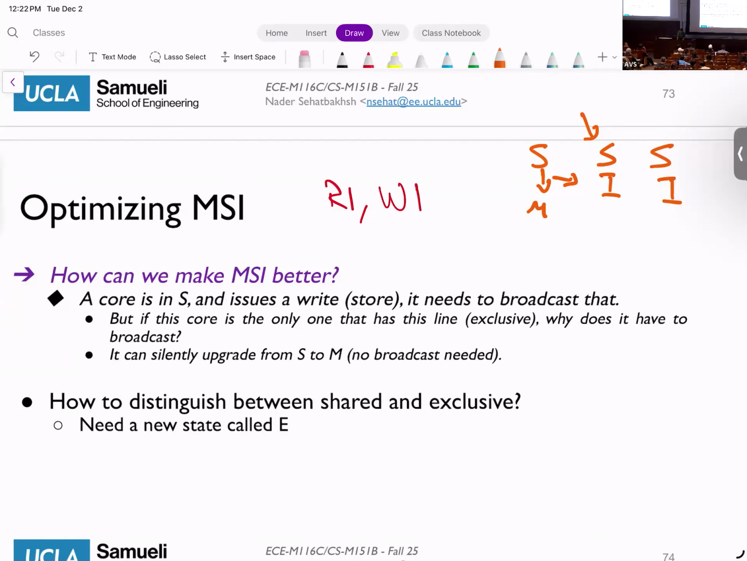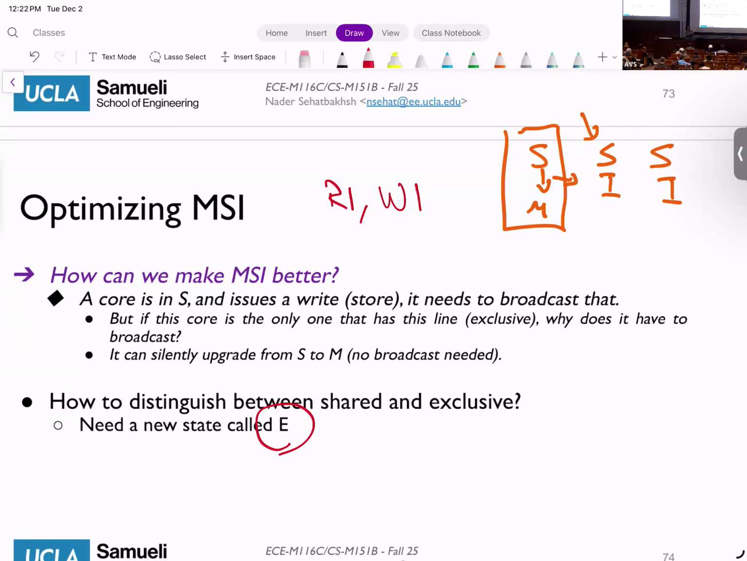But if I'm the only one, I have exclusive access to this line, then the broadcast is unnecessary, right? Because I'm the only one who has the copy. Nobody needs to know that I want to write. So I can save on the broadcast if this line is not shared with the others. So that's the motivation behind having another state called E.